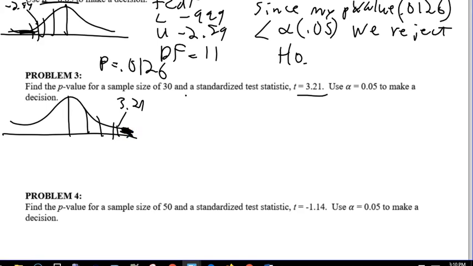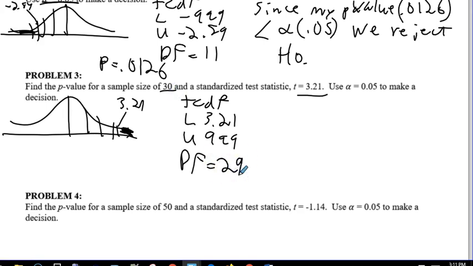So, I'm going to do my TCDF on the calculator. I'm just going to write this down. I'm not going to pull it up. My lower, now notice, this time since I'm going to the right, my lower is the 3.21. My upper, I'm going to put 999 positive. My degrees of freedom, well, let's see, we start with 30, so that's going to be 29. I'm going to put it in the calculator the exact same way. Second, bars. Okay, number 6, enter this data. I'm going to get P equals 0.0016.